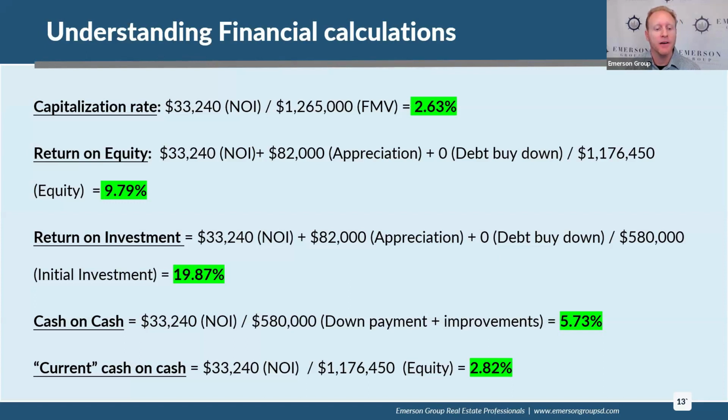Cash on cash, we're looking at our net operating income divided by our initial down payment, which is our purchase price, and we're looking at a total of 5.73%. Now to wrap out here at the bottom, our current cash on cash, right? We're looking at 2.82%. So looking at these numbers, you might have your own perspective of whether these are good, bad, great, or just average.